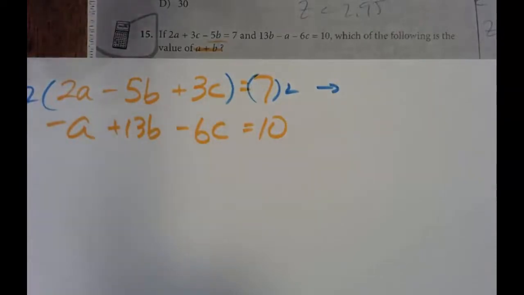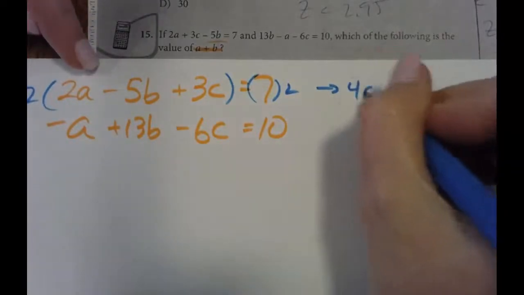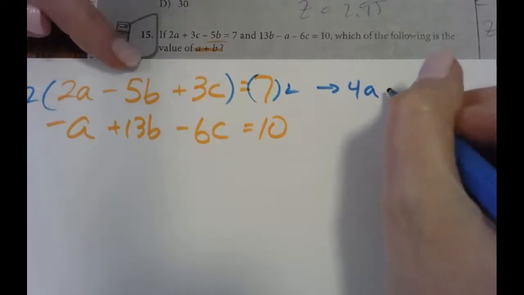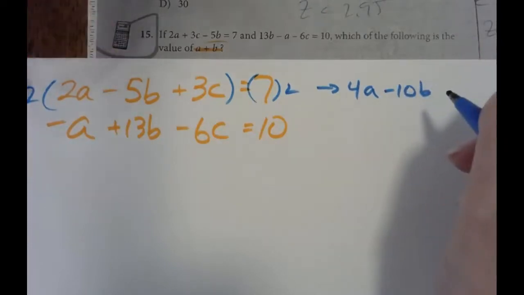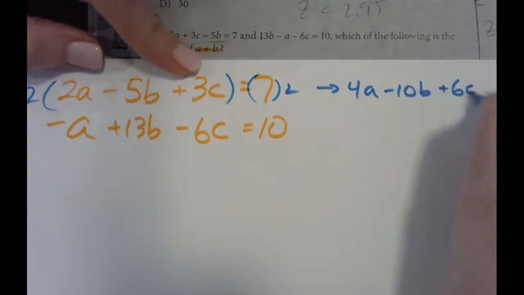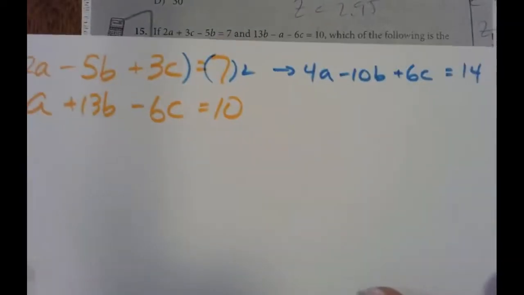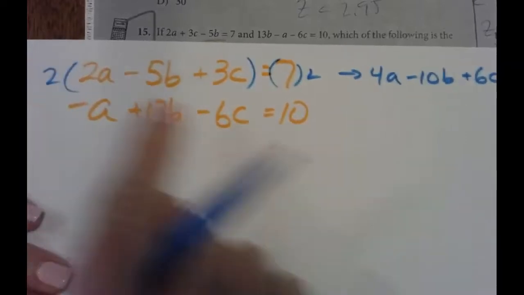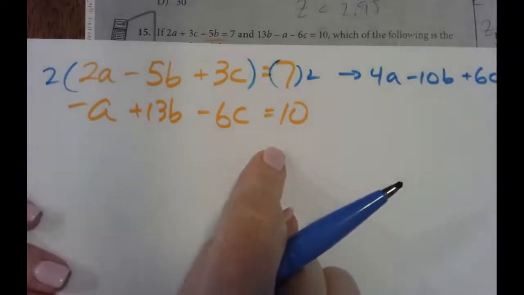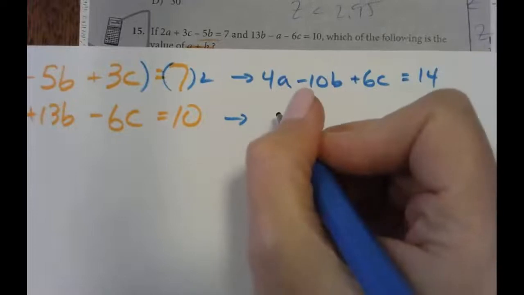I'll write it to the right. 2 times 2a is 4a. 2 times negative 5b is negative 10b. 2 times 3c is plus 6c. And 2 times 7 is 14. So, new and improved equation over there. The bottom equation, we don't need to do anything to it. We just need to move it over.